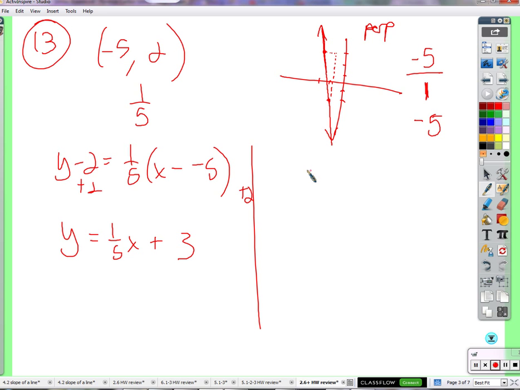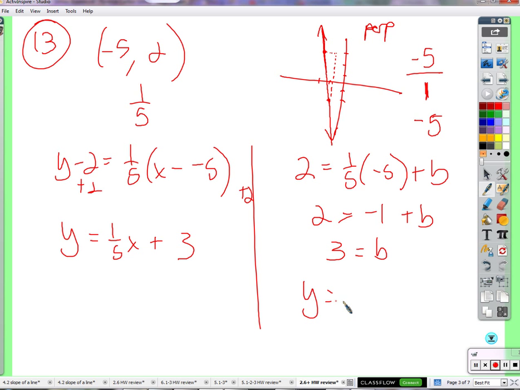Then we'll do it the slope-intercept way. We got y is 2 equals the slope 1/5 times -5 plus b. Okay, so that is 2. That's equal to 1/5 times -5 is -1 plus b. B equals, add 1 to both sides, 3. Put it back in, y equals 1/5 x plus 3. Is everyone all right? There it is, both ways, okay?